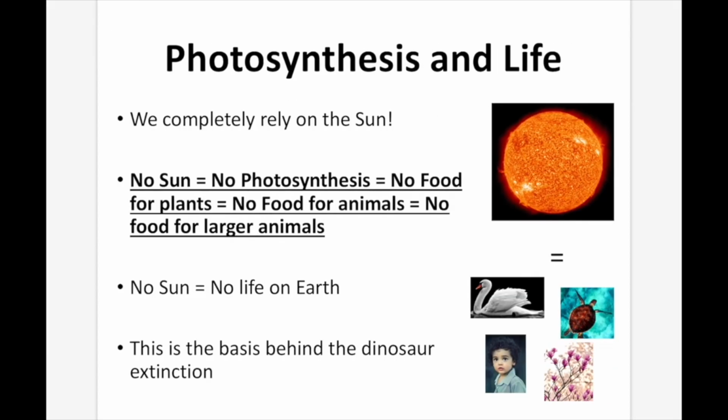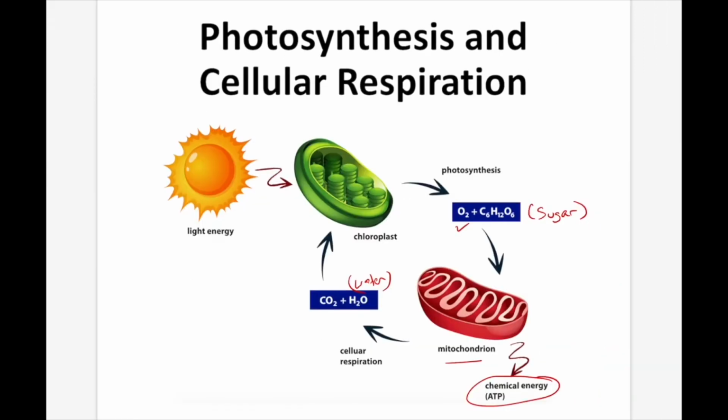Therefore, we completely rely on the sun. If we're not a producer, we're a consumer who eats the producer, or we eat another consumer that ate a producer at one point in time. So no matter what, everything always comes back to the sun. For this diagram to occur, this light energy needs to be present.